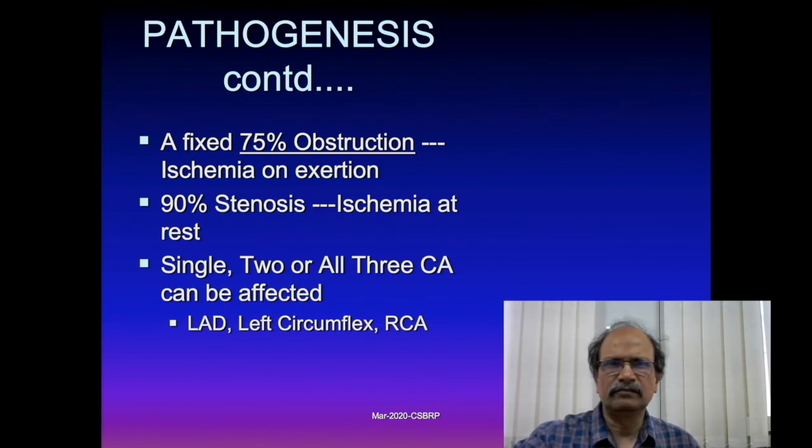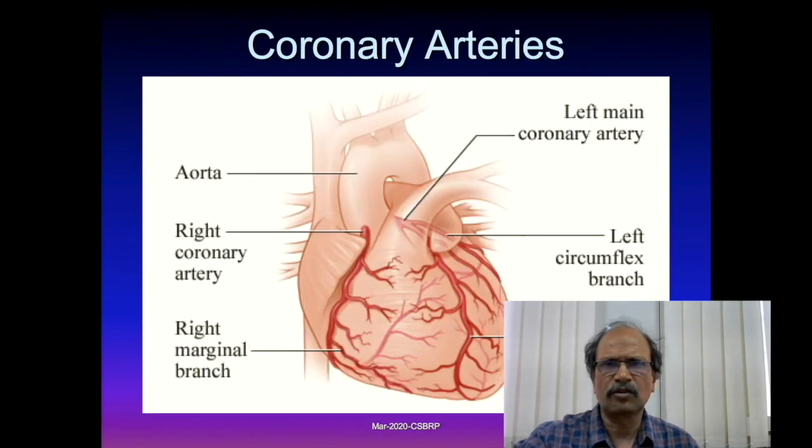If the coronaries are narrowed to 75%, the patient may not have ischemia at rest, but when there is exertion or exercise, it may precipitate ischemia or cardiac pain. And when the coronaries are stenosed to 90%, the patient suffers from ischemic pain even at rest. There may be single, two, or all three coronary arteries involved in ischemic heart disease, most notably the left anterior descending, left circumflex, or right coronary artery. These are the coronary arteries. You can see the right coronary artery giving rise to the right marginal branch, and the left coronary artery giving rise to the anterior descending branch and also the circumflex branch.